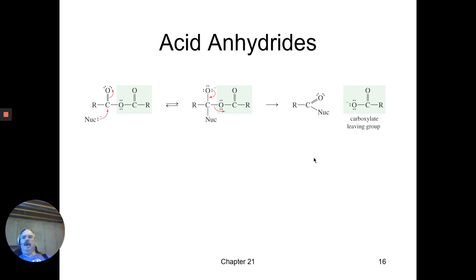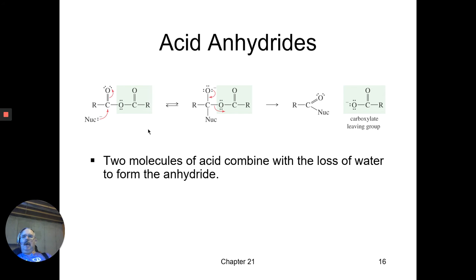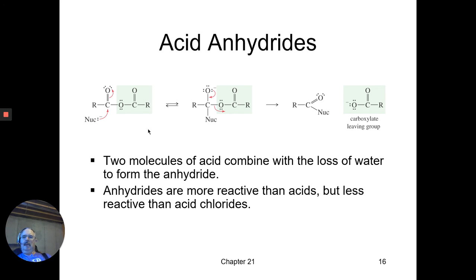Okay, next we'll turn to anhydrides. These are often confused with esters and ketones, but they're neither. They're actually more reactive than both of those. They're called anhydrides. And anhydride means without water. And so if we combine two molecules of a carboxylic acid with loss of water, we form an anhydride. Anhydrides are more reactive than acids, but less reactive than acid chlorides.